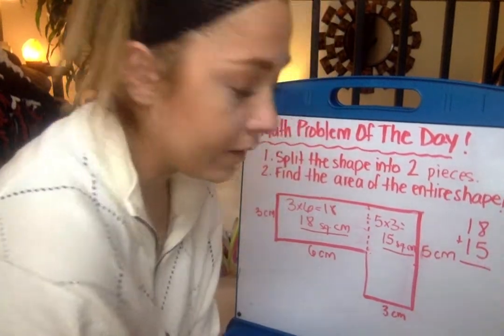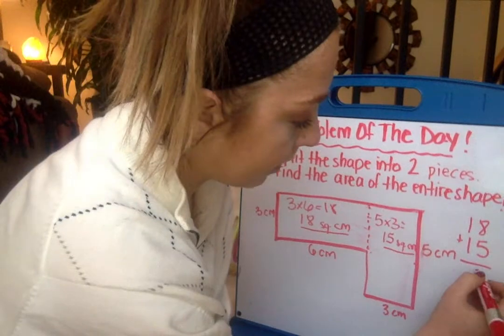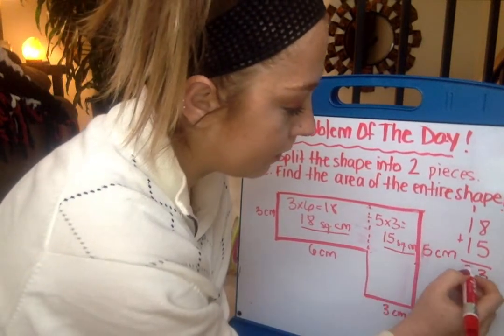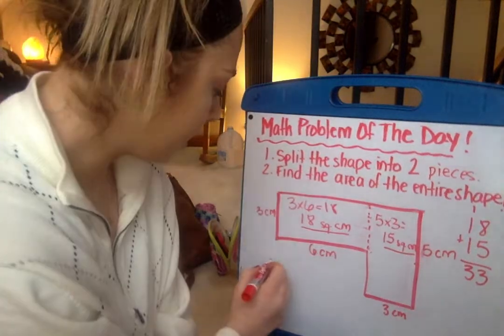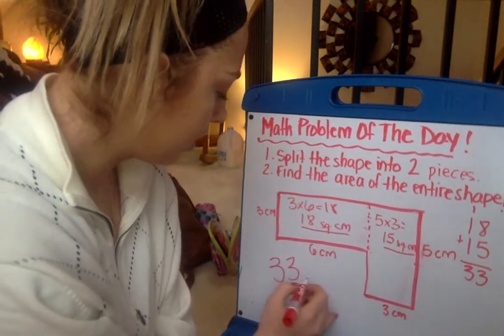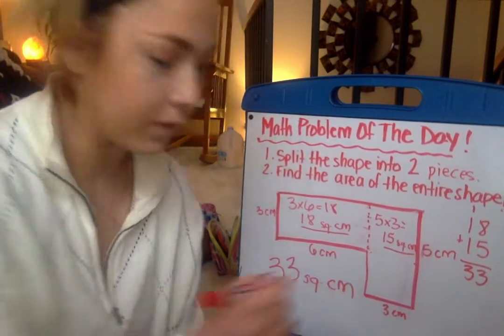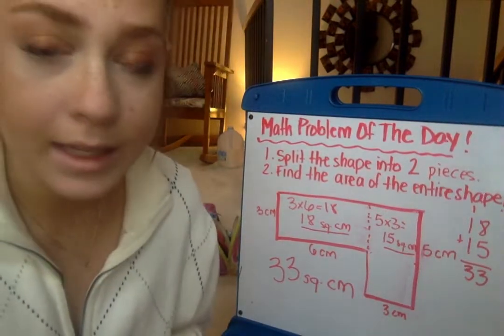8 plus 5 is 13. So I'm going to have my 1's down here, carry my 10's. 1, 2, 3. My answer is going to be 33 square centimeters.